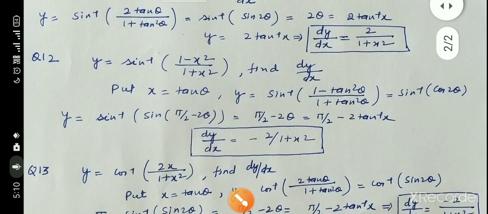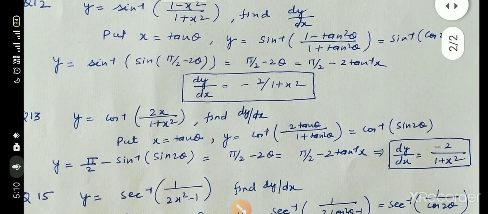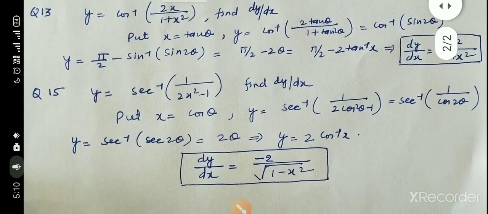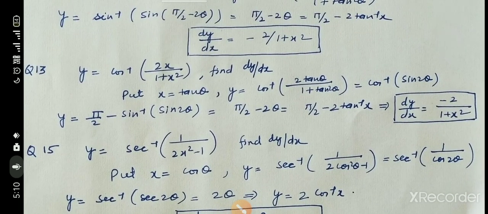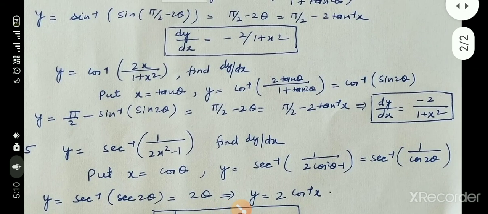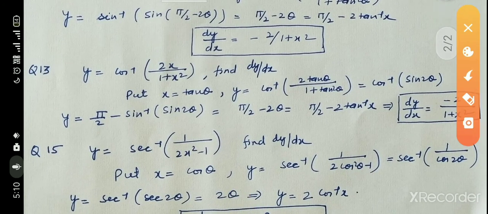Now move to question number 13. y is equal to cos inverse 2x upon 1 plus x square. Put here x is equal to tan theta, y is equal to cos inverse 2 tan theta divided by 1 plus tan square theta. This is cos inverse of (2 tan theta upon 1 plus tan square theta), which is basically sin 2 theta. So we put here sin 2 theta, but there is a disagreement because outside is cos and inside is sin.